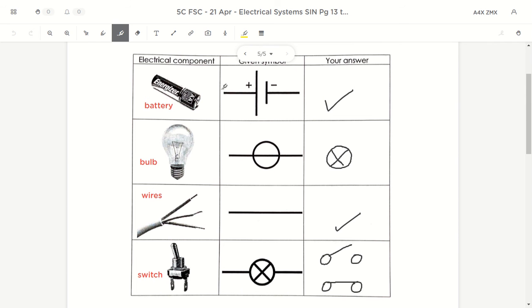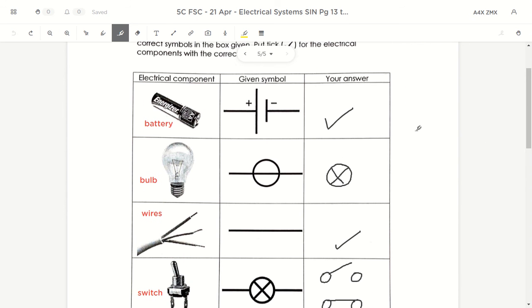Okay, this is a battery. We all know this is a battery, and battery is represented by two lines, a long one to represent the positive terminal, a short one to represent the negative terminal. Of course, it would be better if I can flip this around, but this is the symbol for battery, so it is the correct answer. So this is a bulb. A bulb is not a circle and a line across. A bulb is a circle and a cross inside. So this is wrong.